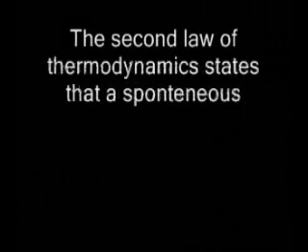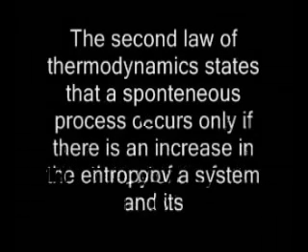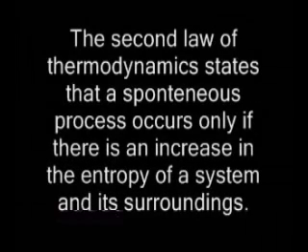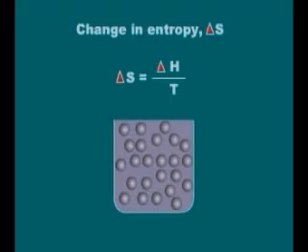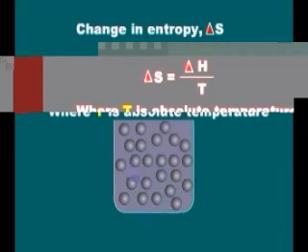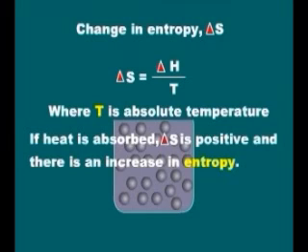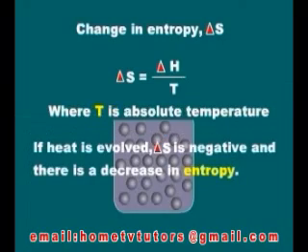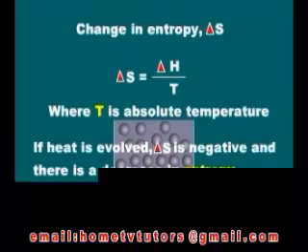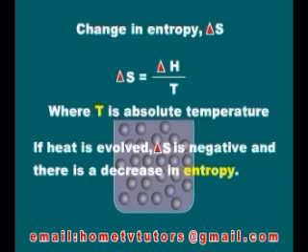The second law of thermodynamics states that a spontaneous process occurs only if there is an increase in the entropy of a system and its surroundings. Change in entropy, delta S, is represented as delta H over T, where T is the absolute temperature. If heat is absorbed, delta S is positive and there is an increase in entropy. If heat is evolved, delta S is negative and there is a decrease in entropy.